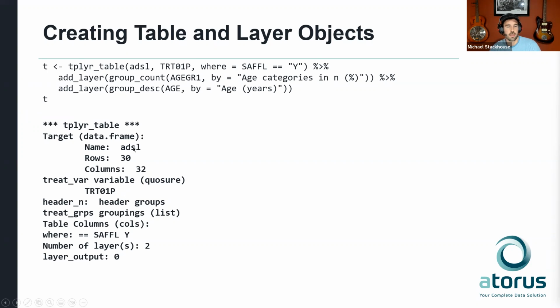So we see that the target name is ADSL, which has 30 rows and 32 columns in it here. So we have the treatment variable, which is TRT01P. Some of this other information is not yet available because the table has not been built, but we have the where criteria of safety flag equals Y, and there are 2 layers attached to it as well.